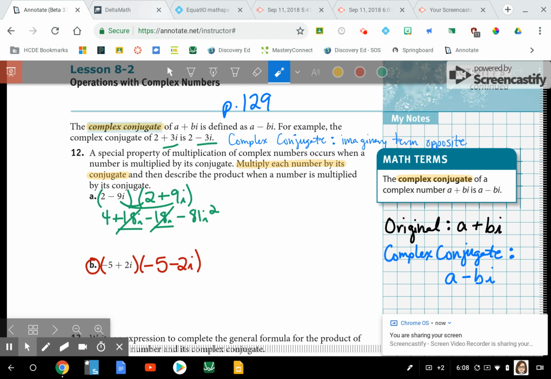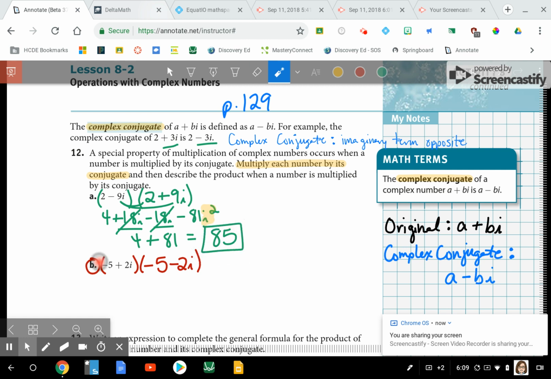If your final answer has an i squared, you are not done with the problem because we know that i squared is negative 1. So right here, this is a negative 81 times a negative 1. Negative 81 times a negative 1, or negative times a negative, is a positive. So really, we have 4 plus 81. Well, 4 plus 81 is 85. So whenever you're multiplying complex conjugates, you will always get a real number. That's a special relationship with complex conjugates. When you multiply complex conjugates, the i's go away. Your final answer should just be a real number. No i's, or i squared.